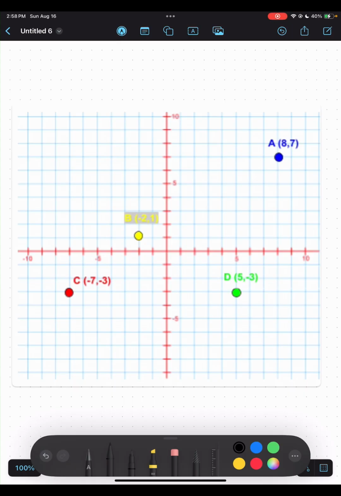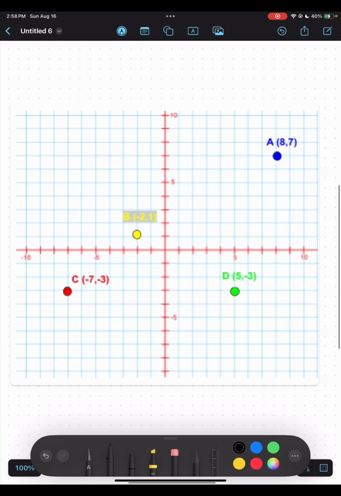Okay, the next one asks for the distance between B and C, same idea, but this time I'm going to use the geometric method since counting squares is a little bit easier. So that's negative 2 to negative 7, 1, 2, 3, 4, 5 here, and the y is going to be 1, 2, 3, 4, sorry, I miscounted. Right? So now all I got to do is find this side of the triangle.